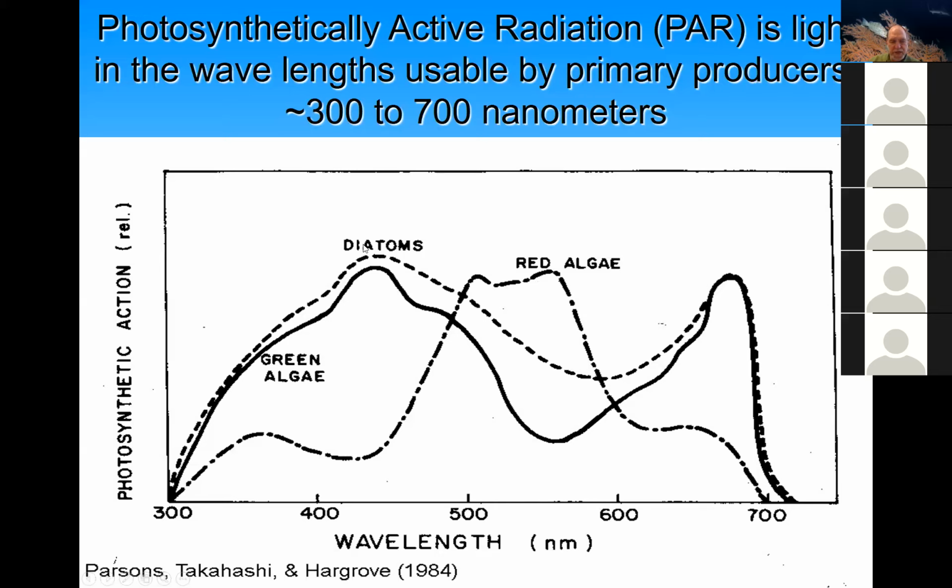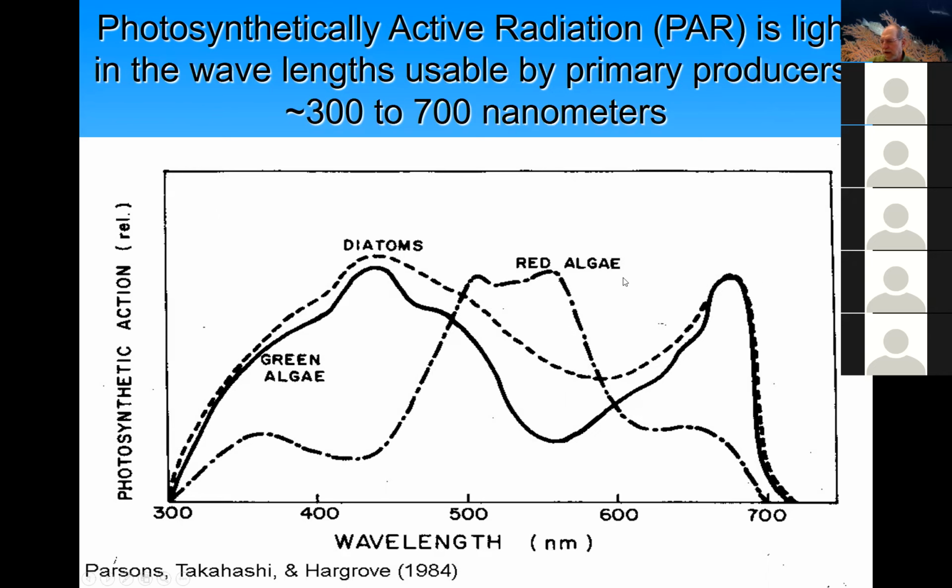Diatoms and green algae tend to absorb light in this blue range here. All organisms like red light, but red light tends to be relatively limited. Okay, so this is called photosynthetically active radiation, PAR, and that is the indication of the spectrum of light which can be used by primary producers. So 300 to 700 nanometers is the range of photosynthetically active radiation, PAR.